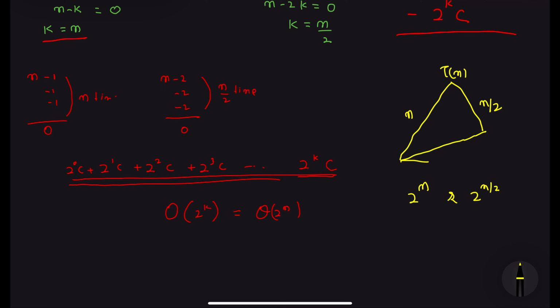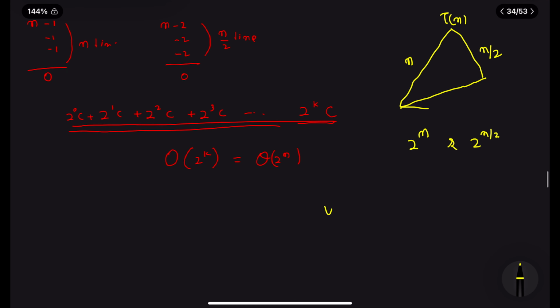So we can write it as the upper bound for this function call we can take 2 raised to the power n, and the lower bound we can take as 2 raised to the power n by 2. But for the final answer we will always take the worst case, so that will be 2 raised to the power n.